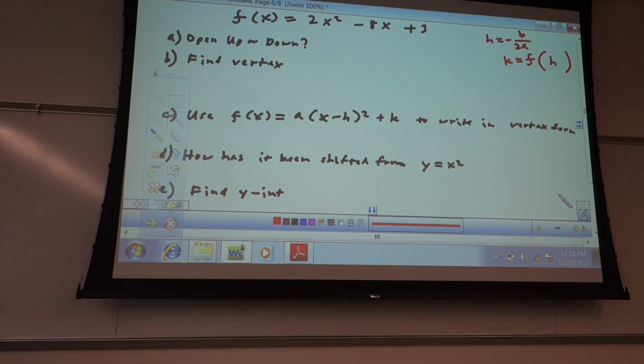Okay, so does this open upwards or downwards? Upwards. It's positive 2, so it's happy. So up. Great. Find the vertex. So h is equal to negative, what's my b? Negative 8 over 2 times a. So negative goes away, that makes it positive. 8 over 4 is 2.